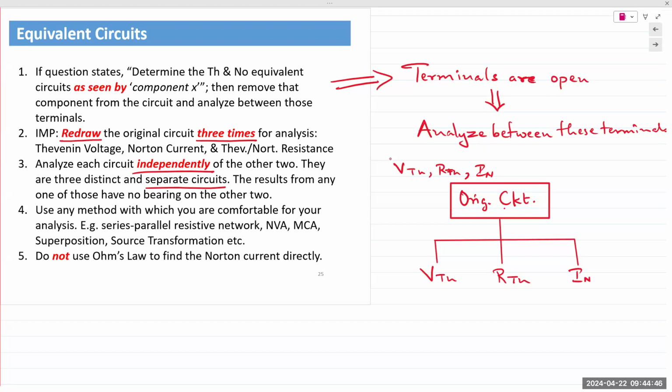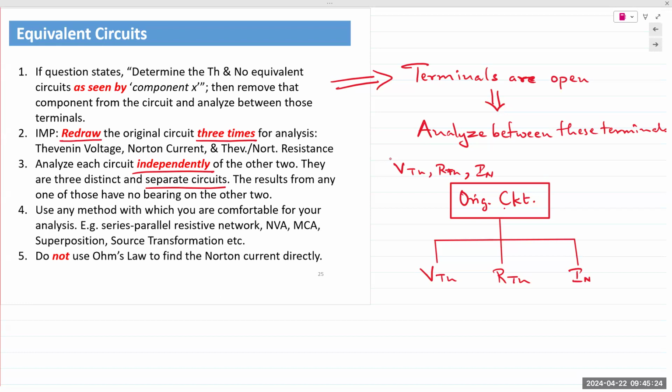Meaning if you find the value of RTH in one step, that is a completely different circuit. You do not use those results to find anything else. And I cannot emphasize this point enough. I do not want students using Ohm's law to find any one of these quantities. VTH is equal to IN times RTH, V equals IR. That means if you have 2 of those quantities, you can find the third by using Ohm's law, right?